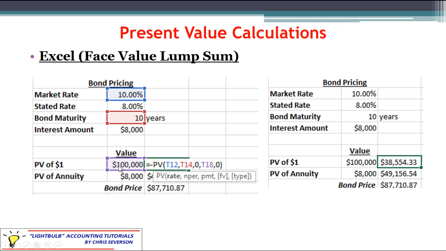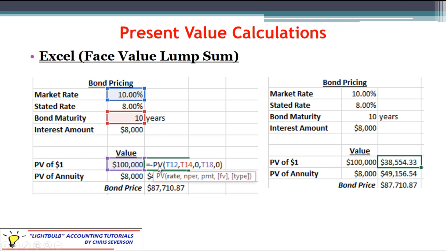Now, what we do here, I have the formula inside of this cell, but I've also included it to the right. If you type equals PV in Excel, it's going to give you this little chart telling you what you need to fill out. And I referenced certain cells. T12 was the market rate. That's a key thing. When using any of these calculations or the table, you always have to use the market rate. The only thing you use the stated rate for is to calculate the cash interest payment. To calculate the price of a bond, you have to use the market rate.